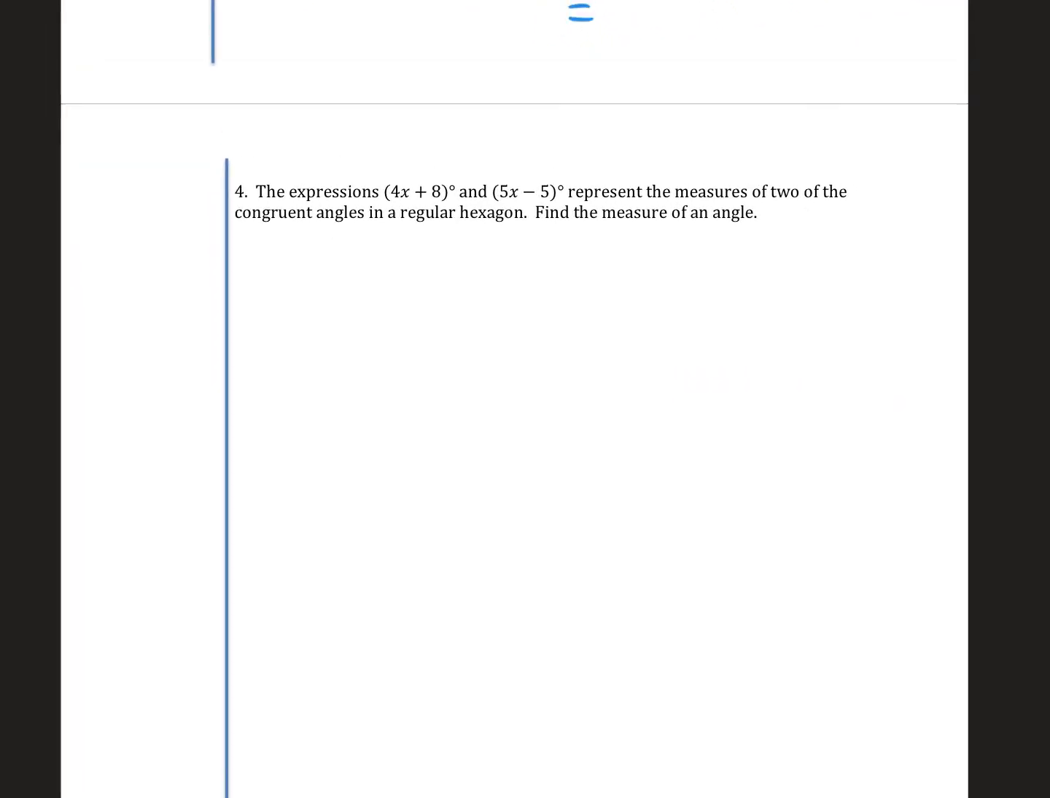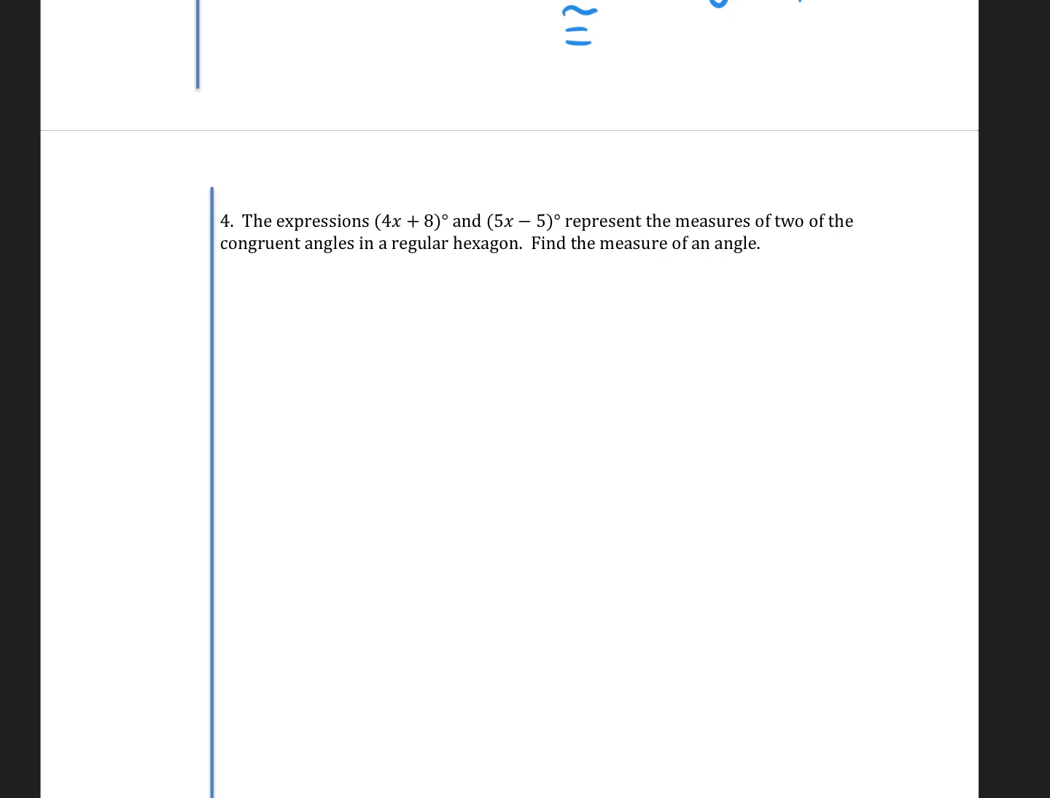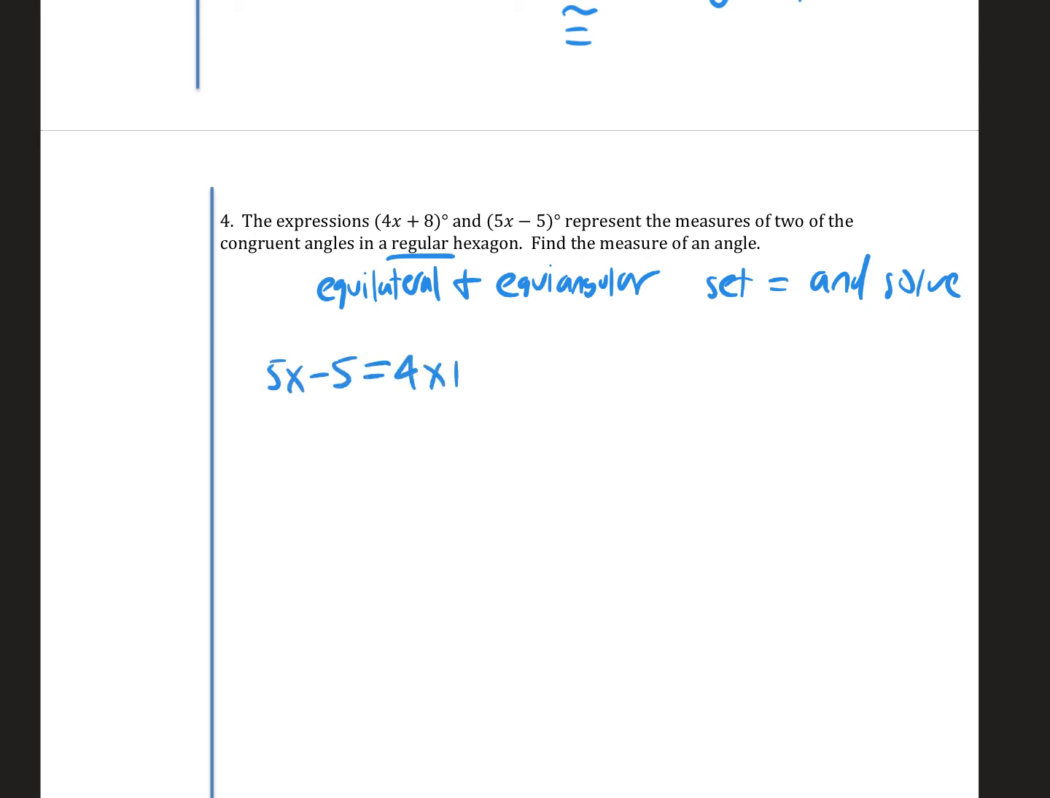The expressions 4x plus 8 and 5x minus 5 represent the measures of two congruent angles in a regular hexagon. Find the measure of an angle. All right, well, if it's regular, and I'll write that down over here, regular means equilateral and equiangular, which means angles and sides are congruent. So we're going to set equal and solve, okay? That's what we do when it's regular or equiangular, equilateral, okay? So we're going to set 5x minus 5 equal to 4x plus 8.